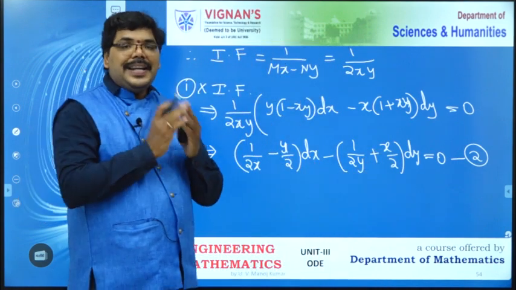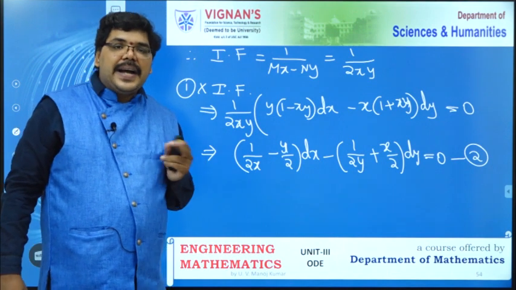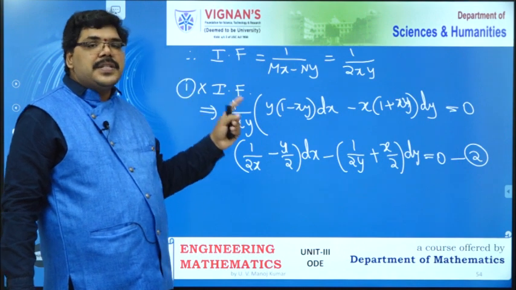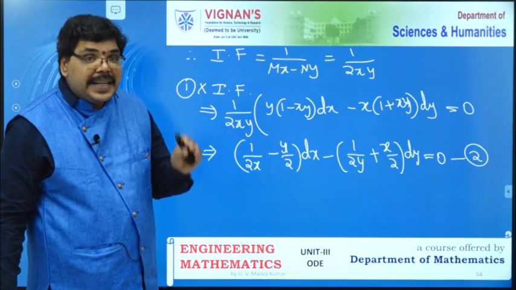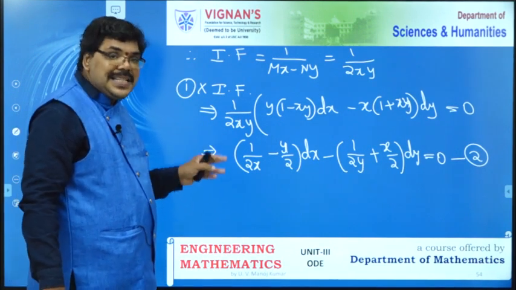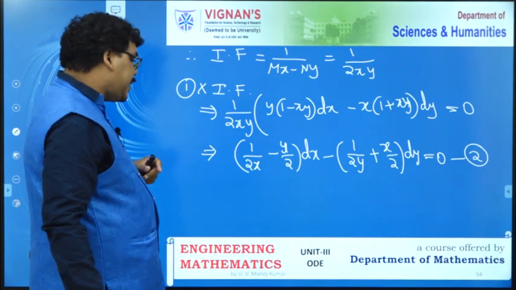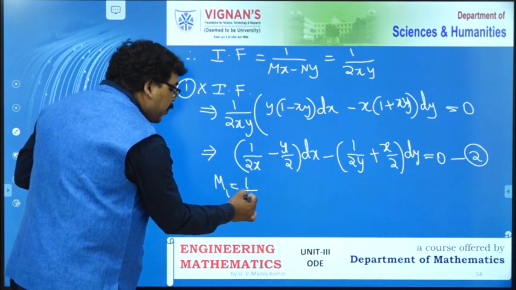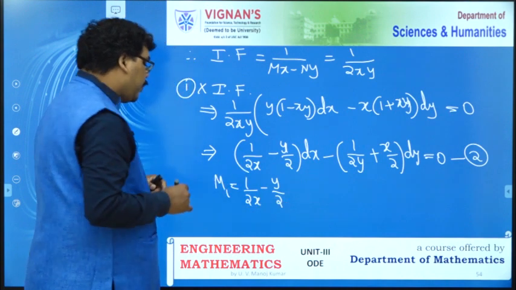So, the given differential equation is non-exact, I have calculated the integrating factor and I am multiplying the given differential equation with the integrating factor. So, when I multiply, the resultant differential equation is this. Is this exact? Yes. Let us prove that it is exact. So, M1 is 1 by 2x minus y by 2.